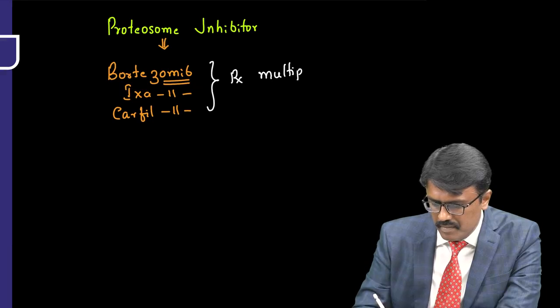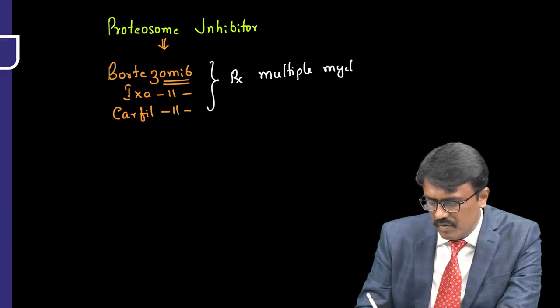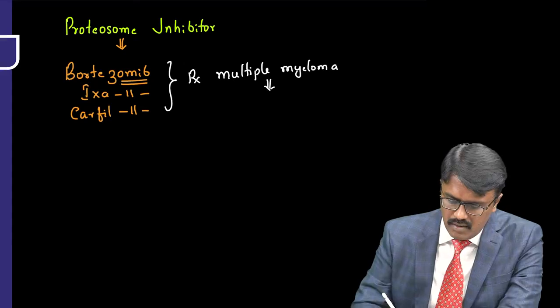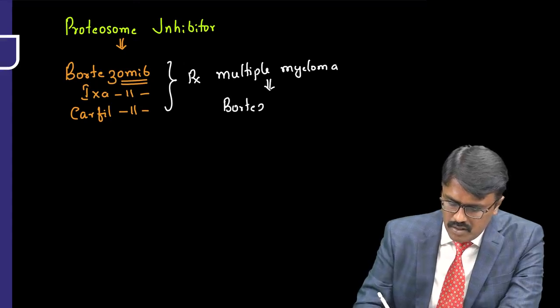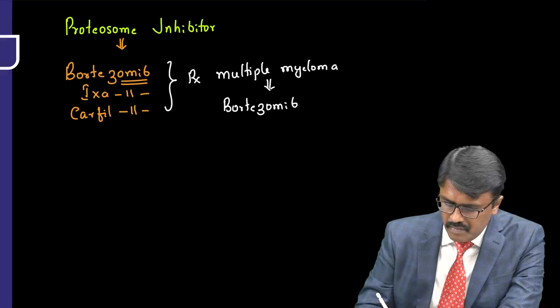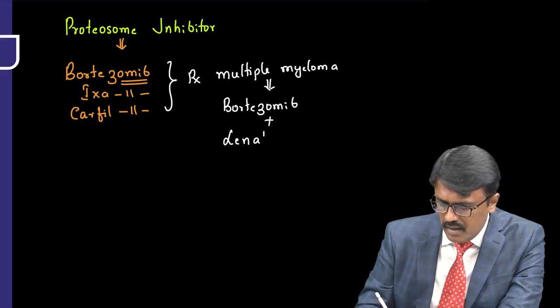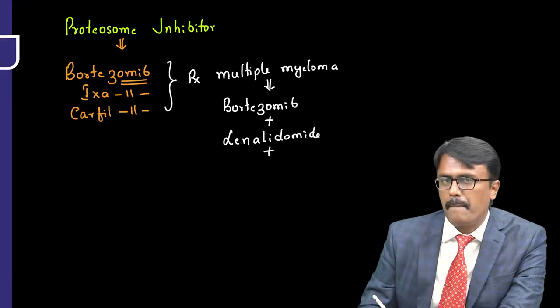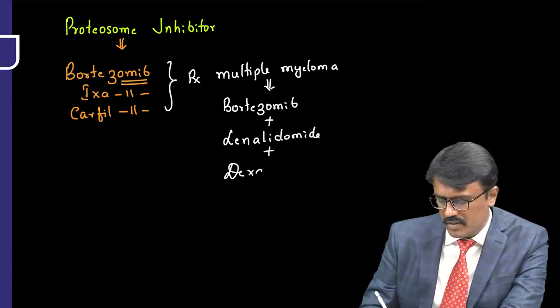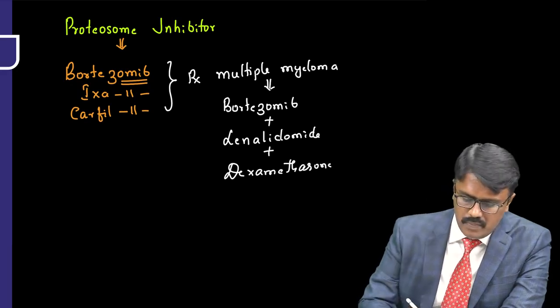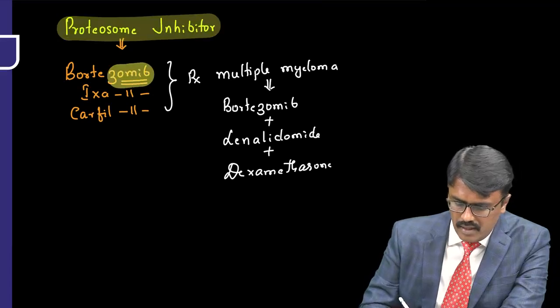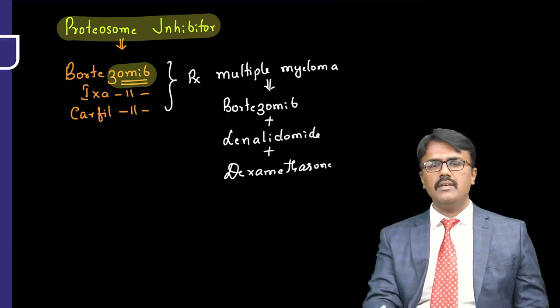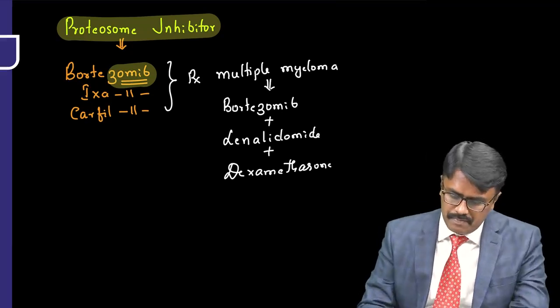Multiple myeloma. For multiple myeloma, we use a regimen. The regimen usually includes bortezomib plus lenalidomide, which is similar to thalidomide, plus a steroid. A steroid is dexamethasone. So this proteasome is also inhibited, and they end with zomib. So that is also an intermediate pathway.